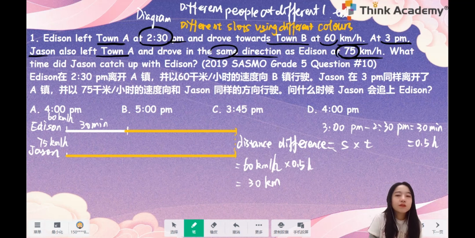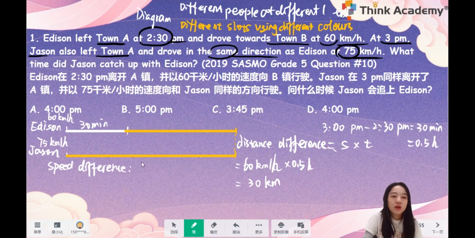Now, after we know the distance difference, to catch up with Edison, actually, Jason travels a longer distance per hour. Let's find the speed difference. How much further does Jason travel in 1 hour? We can get it directly. It is 75 minus 60 equals 15 kilometers per hour.